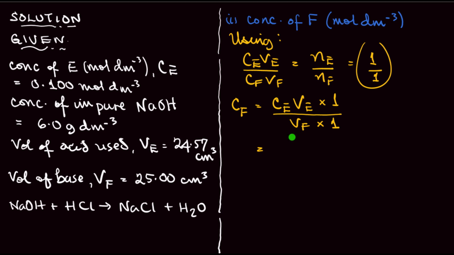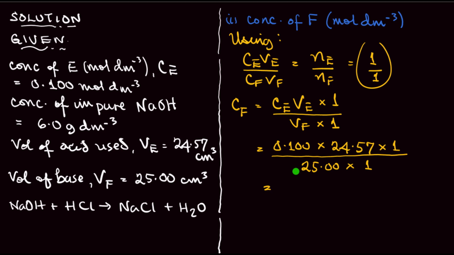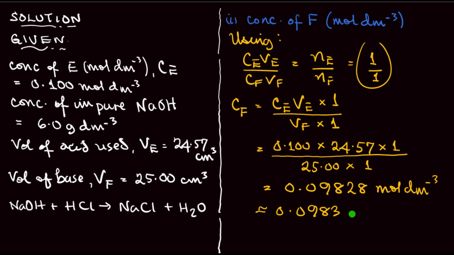So then we substitute here. Our C is 0.100, our V is 24.57 cm cube, of course, times 1 all over VF is 25 times 1. So that gives us 0.09828 mole per dm cube. But remember, your answers must be in 3 significant figures, so it gives us 0.0983 mole per dm cube. Great. So we are done with that. You earn your 4 marks there, cheap 4 marks. So move on to the next question.